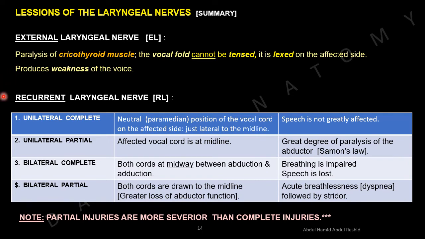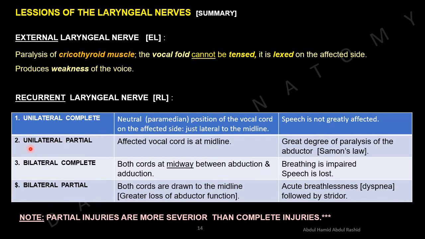Second is recurrent laryngeal nerve injury. We have many types here. One side complete, one side partial injury, both sides complete or both sides partial injury. The first one is unilateral complete. Vocal cord is in neutral, that is paramedian position on the affected side, just lateral to the midline. Speech is not greatly affected.